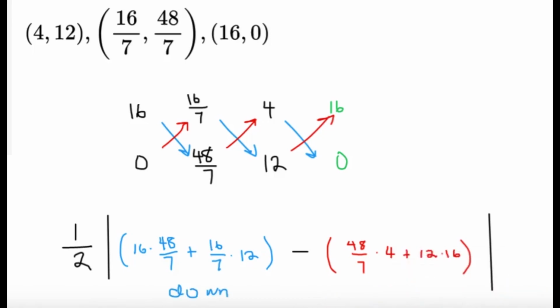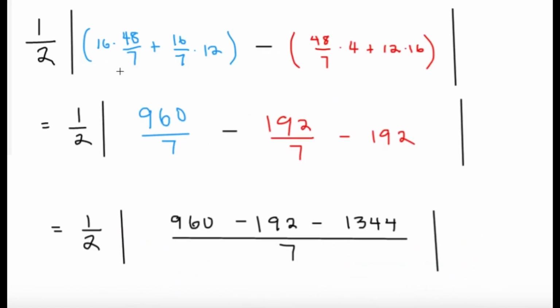There we go. Now, next is just to evaluate this. So 1/2 of down minus up. The down, you can evaluate this. You're going to get that this would be equal to 960/7. And then you're going to realize that the red part is going to equal 192/7 plus 192. We're going to distribute the sign to remove the parentheses. Then we're just going to put this into one fraction so we can easily work with it. So it's going to be equal to 960 minus 192 minus 1,344, divided by 7. And all we have to do is evaluate this part.